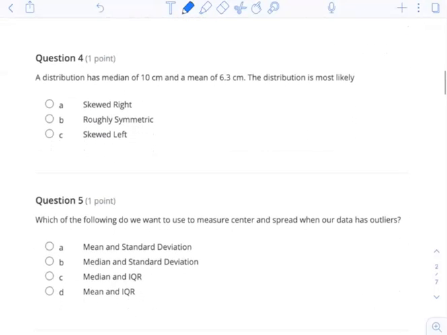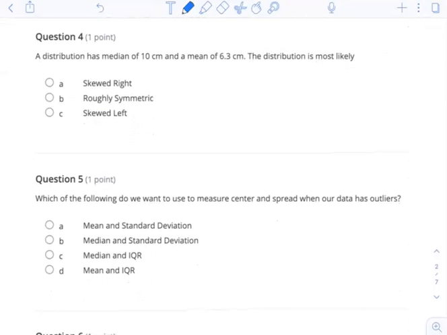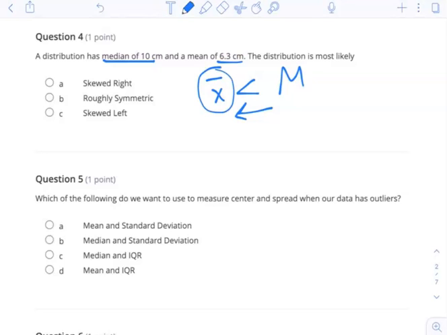Number 4, a distribution has a median of 10 and a mean of 6.3. The distribution is most likely... So the mean is smaller. The mean is less than the median, which means that the mean would be to the left of the median. It's all about where the mean is. So this would probably be a skewed left distribution. If they're roughly the same, it would be symmetric. If the mean is bigger than the median, then it would be a skewed right.